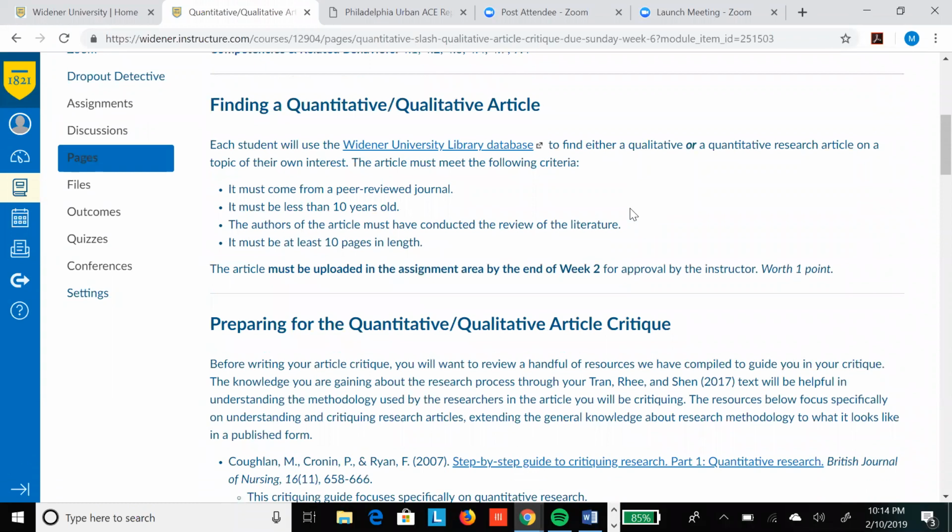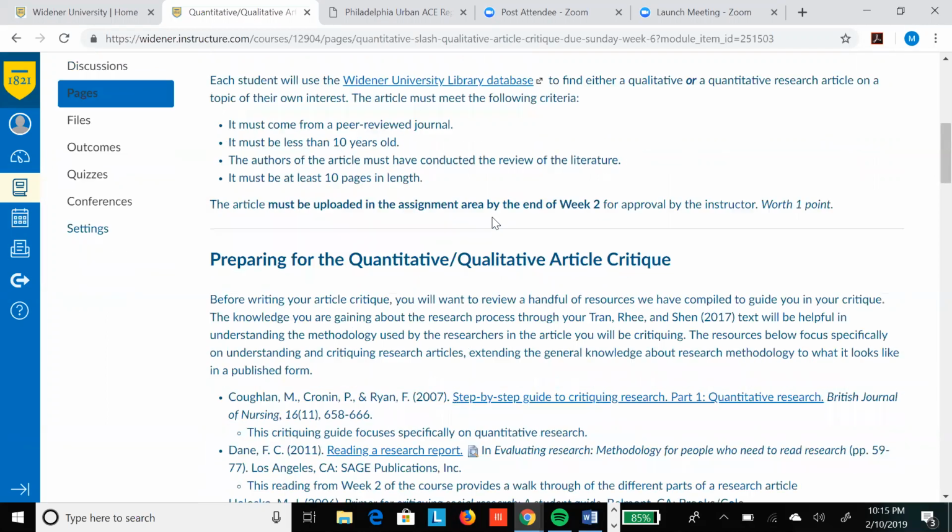So the first step in this process you already completed back in week 2, where you were asked to identify either a quantitative or qualitative research article that you'd be working with. And the criteria for that was that it had to come from a peer-reviewed journal, it should be less than 10 years old, the authors must have conducted the review of the literature, and it must be at least 10 pages in length. And you all have uploaded those articles and I've approved those, so you're all good to go with that and have already earned 1 point toward this assignment, which is great. You're already a little bit ahead of the game.